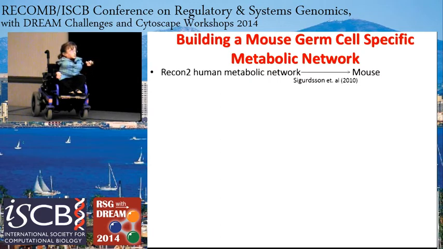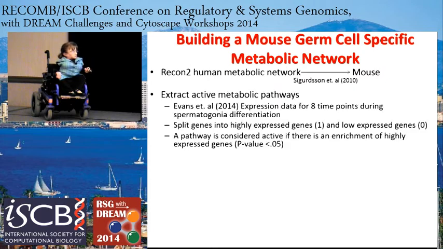And this was done following the procedure outlined by the Paulson group in 2010. I'm not going to discuss how that worked today, but come and ask me about it later if you're interested. Now that we have this mouse genome-wide network, we wanted to extract potentially active metabolic pathways to add on to our vitamin A metabolic pathway.